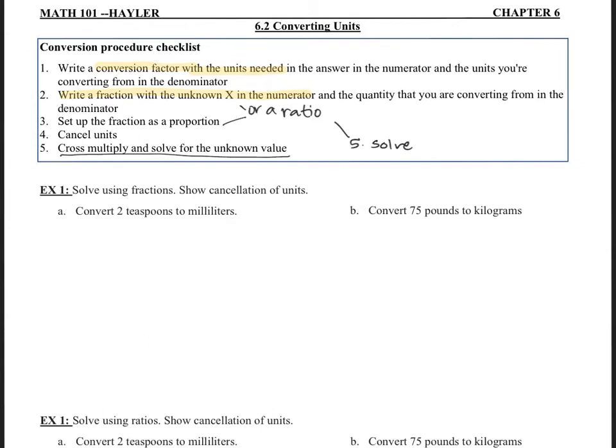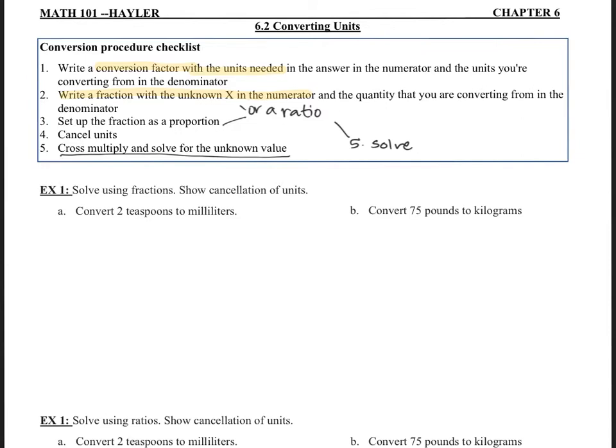Okay, so once again, I tend to stick with the fraction proportion version, which is the one we've been using most of the time. But if you find the ratio method simpler, by all means, you may use it. All right, so converting, for example 1, we're asked to convert 2 teaspoons to milliliters.